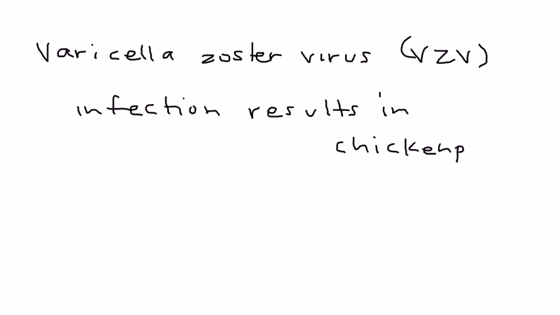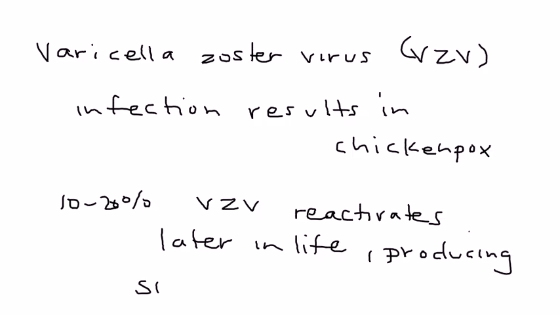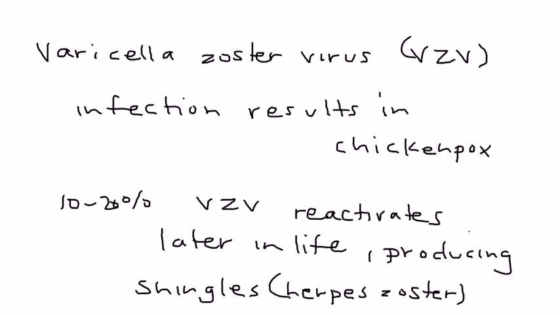Now what happens is, later on, approximately I'd say 10 to 20% of cases, the varicella zoster virus can reactivate, and when it does, it causes shingles. So very important to remember that distinction. And shingles is just another name for herpes zoster. So don't get confused with these terms, just understand what the name of the virus is and what the name of the actual disease is.